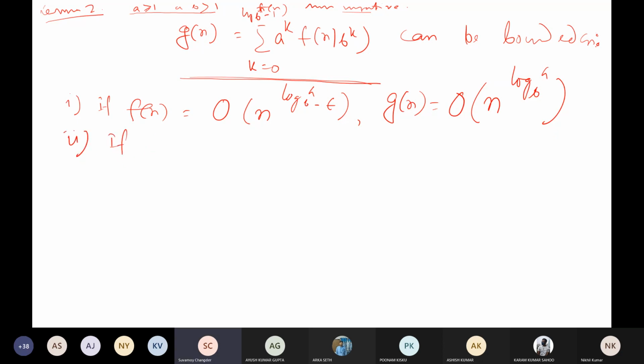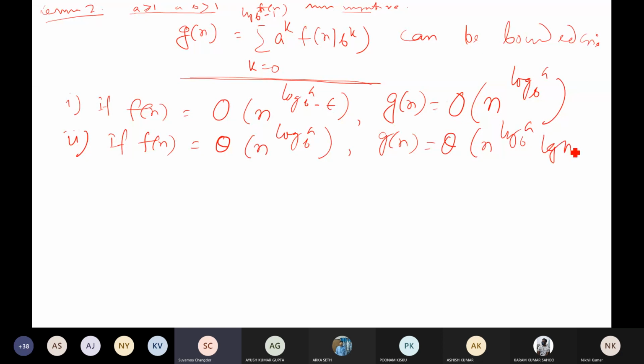you can find some similarity between the master theorem and this, but they are not the same. Okay, so don't get confused. If f(n) equals theta of n to the power log a base b, then g(n) can be bounded as theta of n to the power log a base b times log n.